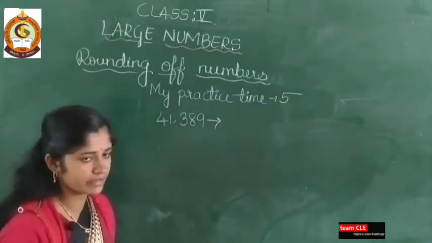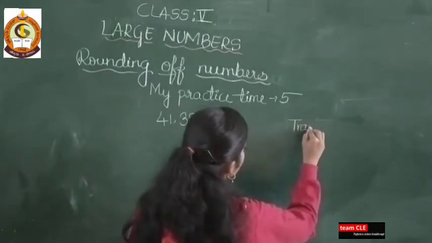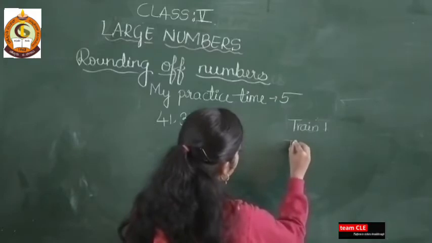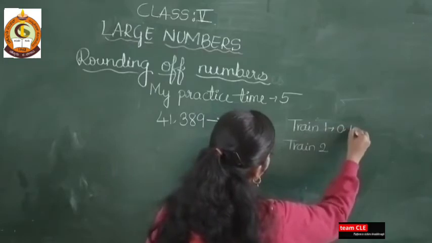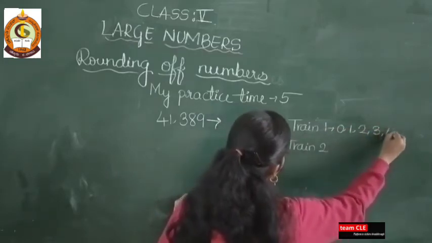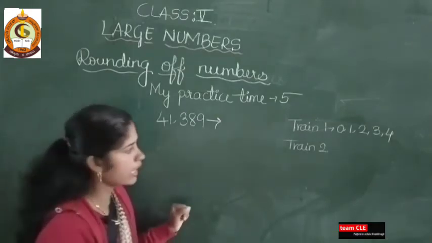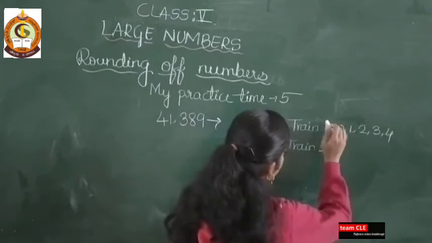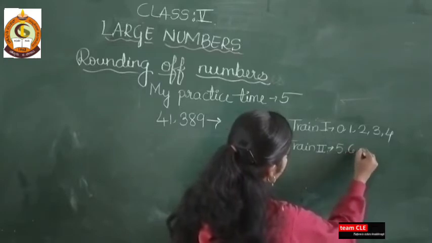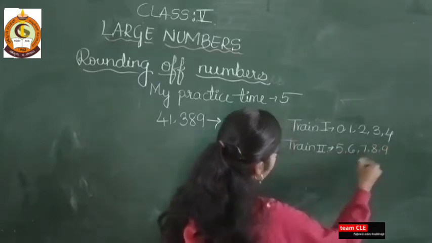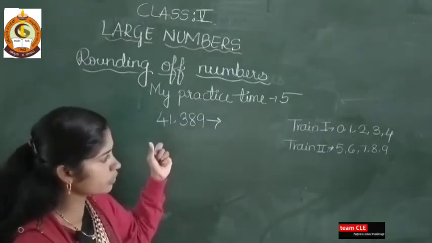So let us see the trick. What is this trick? See here, there are two trains: train number 1 and train number 2. In train number 1, which digits will come? 0, 1, 2, 3, 4. And in train number 2, 5, 6, 7, 8, 9. Train number 1, train number 2. So let us solve this example.